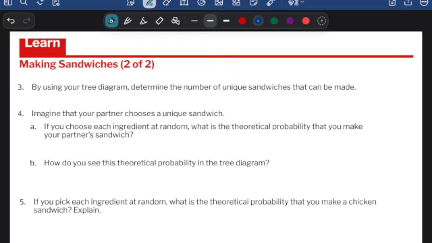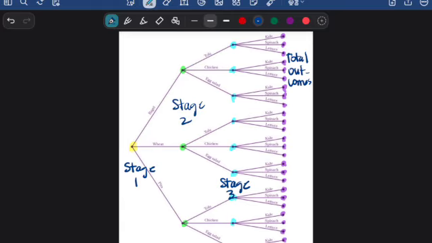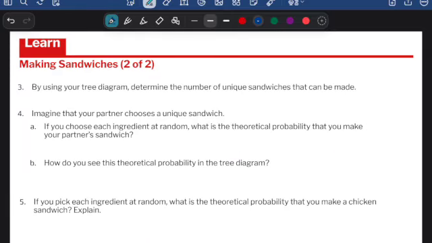So now that our tree diagram is completed and all of the details and the possible outcomes are labeled, we can use that tree diagram to answer questions about probability. Using the tree diagram, determine the number of unique sandwiches that can be made. So if we're looking at our tree diagram, again, the dots on the outside or the ends of our tree diagram represent the total possible unique outcomes. We can see that we have 27 total possible outcomes at the end of our tree diagram. So that represents 27 unique sandwiches.